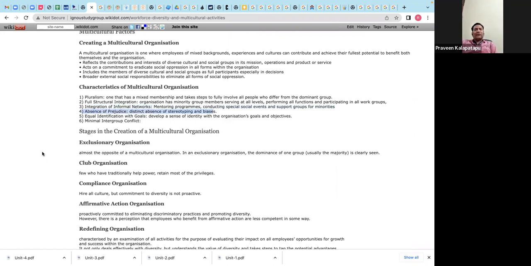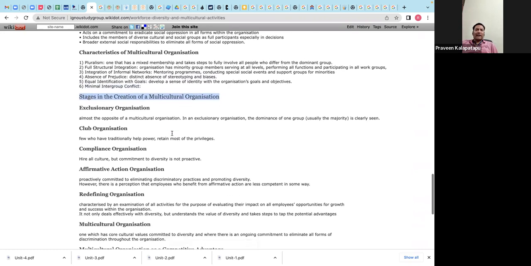And here you are not going to stereotype or have any bias against particular cultures, whether minority or majority. Then equal identification of goals. You should have similar goals for all of them. It should depend on the job that they do, not the cultural aspects, right? And intergroup conflicts should be minimal. That is about the characteristics of a multicultural organization.